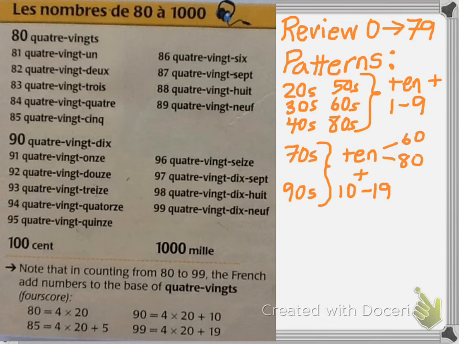Remember our patterns, right? For the 20s, the 30s, the 40s, the 50s, the 60s, and then we're also going to see it's going to be true for the 80s. We're going to use that special word for the 10, and then 1 through 9. For the 70s and the 90s, we're going to use that special tens word, which is 60 or 80, and then 10 through 19.